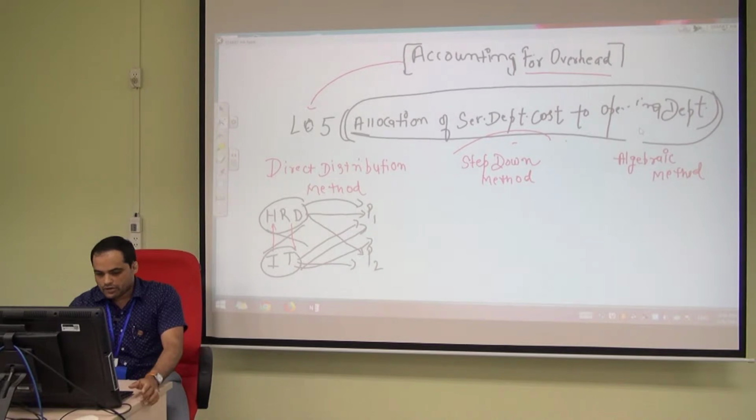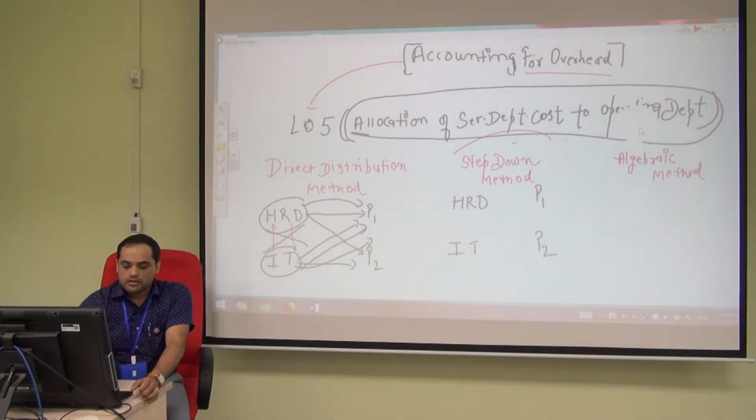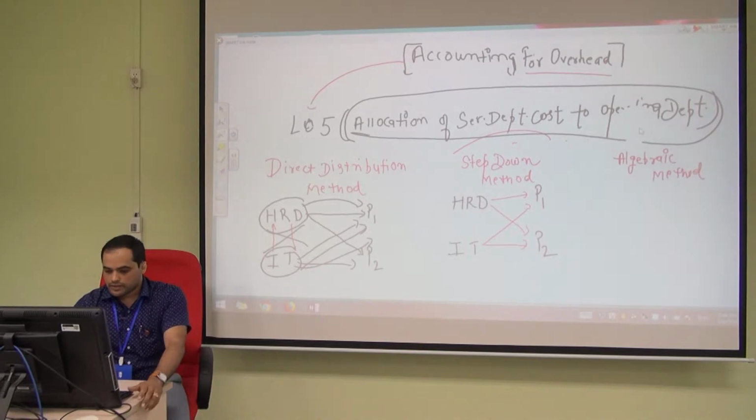All right, so I can write the same example for you. Let's say we have a human resource department, an IT department, production department 1 and production department 2. The human resource department provides service to the IT department, production 1, and production 2. Nothing wrong, same as before.